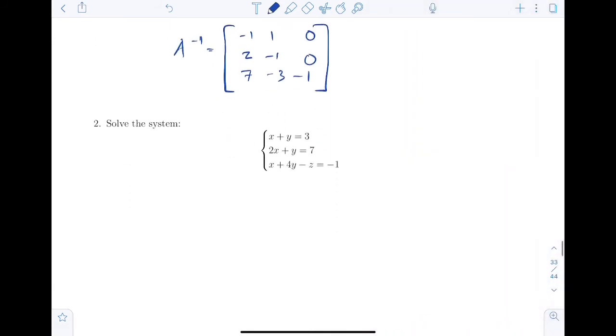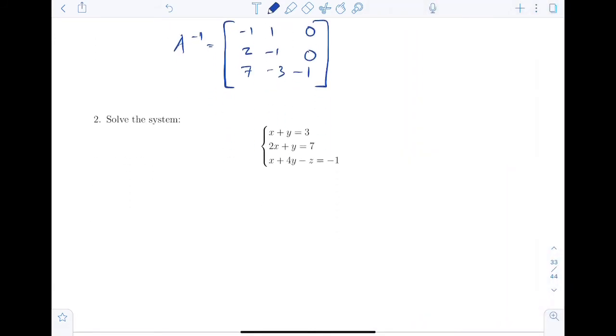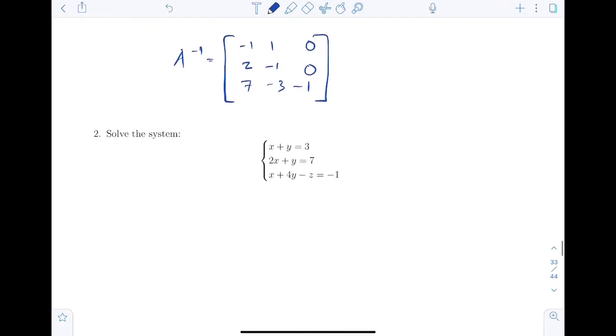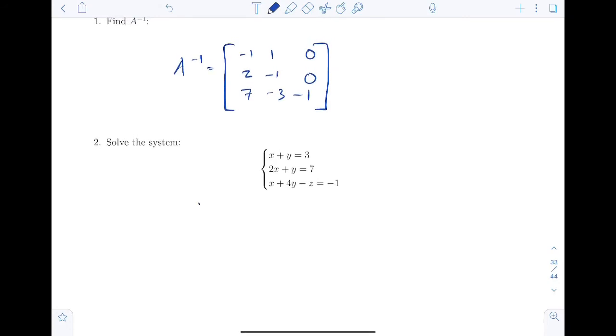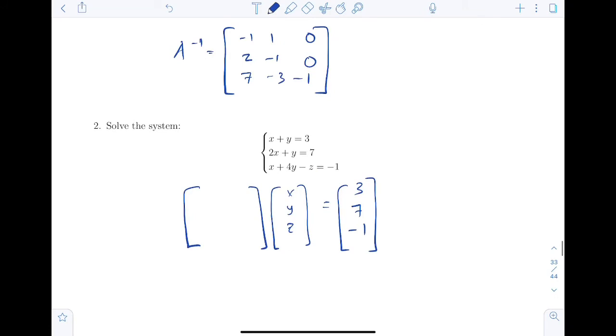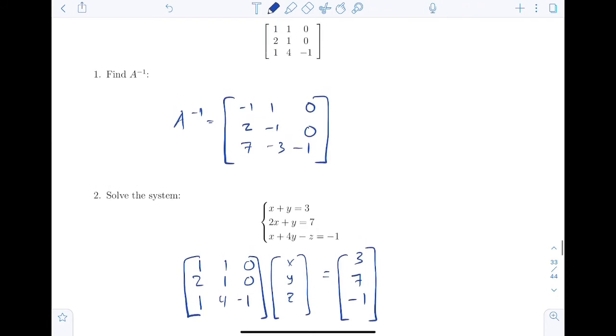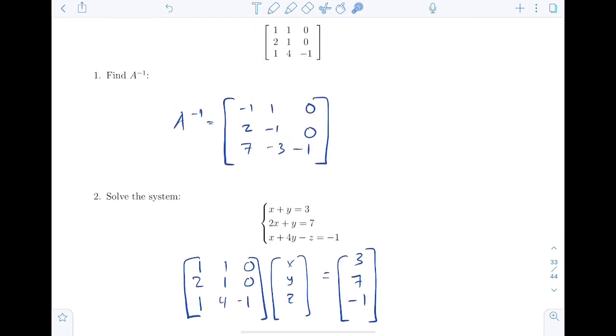Now let's solve this system right here. x plus y equals 3, 2x plus y equals 7, and x plus 4y minus z equals -1. All right, well, what does this look like in matrix form? Okay, x, y, z goes there. 3, 7, -1. So those are the solution column there. Now it's going to be 1x, 1y, no z, 2x, 1y, no z, 1x, 4y, -1z. What is that? Oh, that's the matrix A.